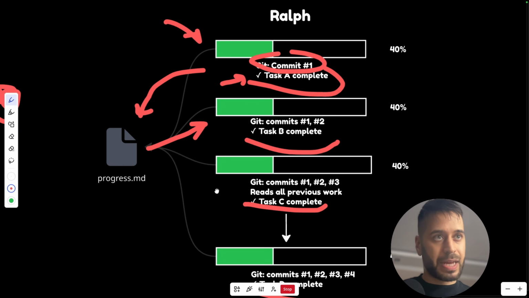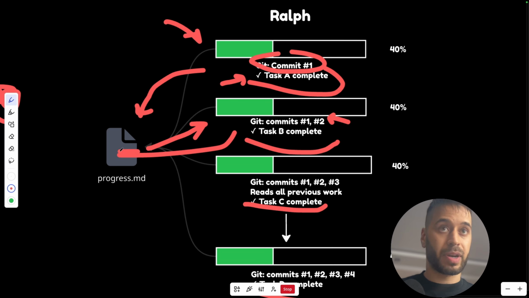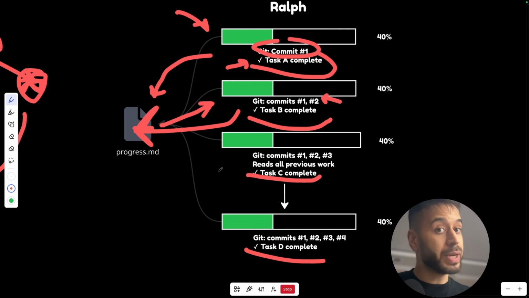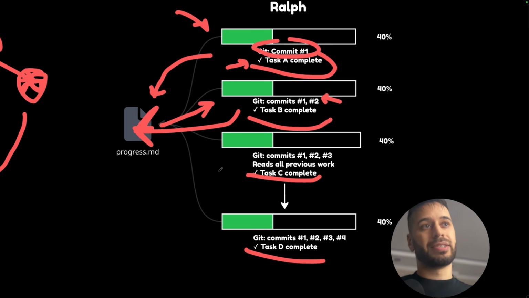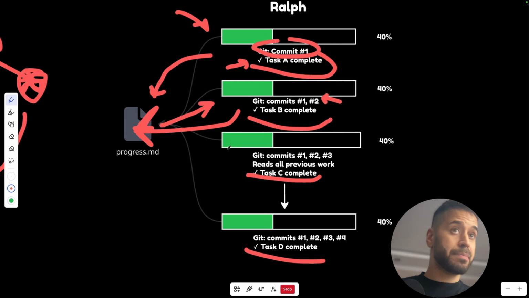What happens after that? The same. We commit the changes for task B. We update the progress.md file, and this happens only when we pass the acceptance criteria for task B. For task C, pretty much the same.